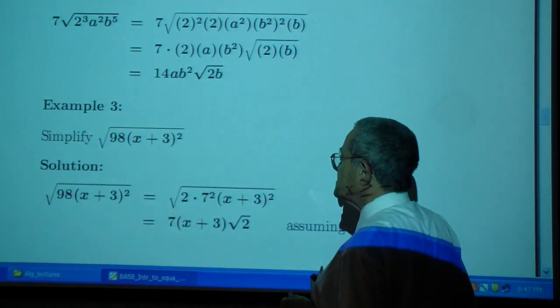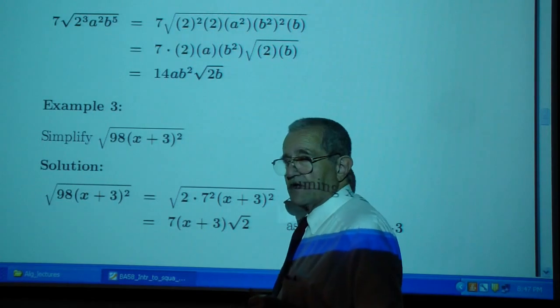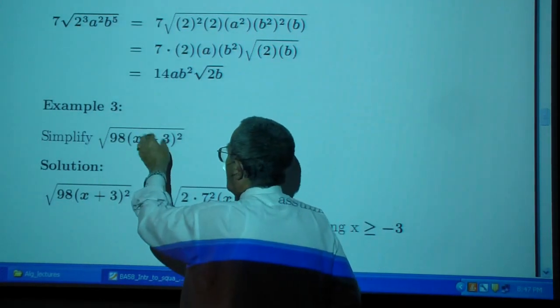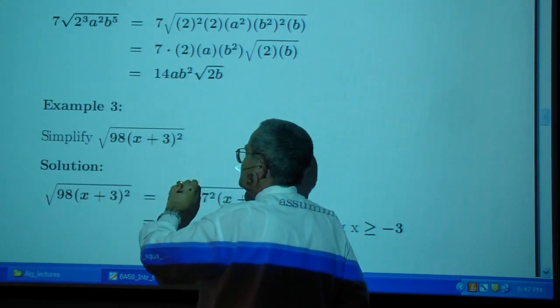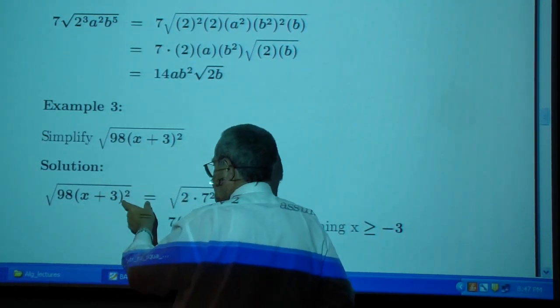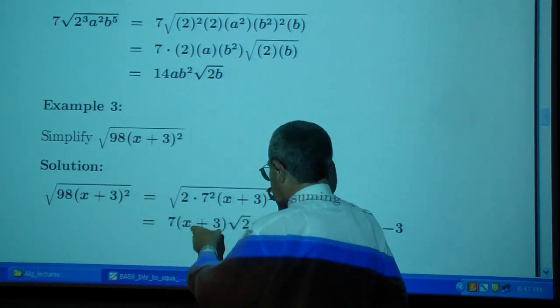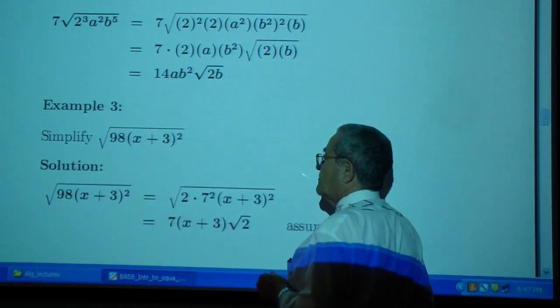Now this one is tricky. I said be careful when you have plus or minus. But the plus is part of all of this. This is one number which is multiplied by itself. So you have x plus 3 times x plus 3, which comes out as a single x plus 3. Again, I'm assuming this is not a negative number.